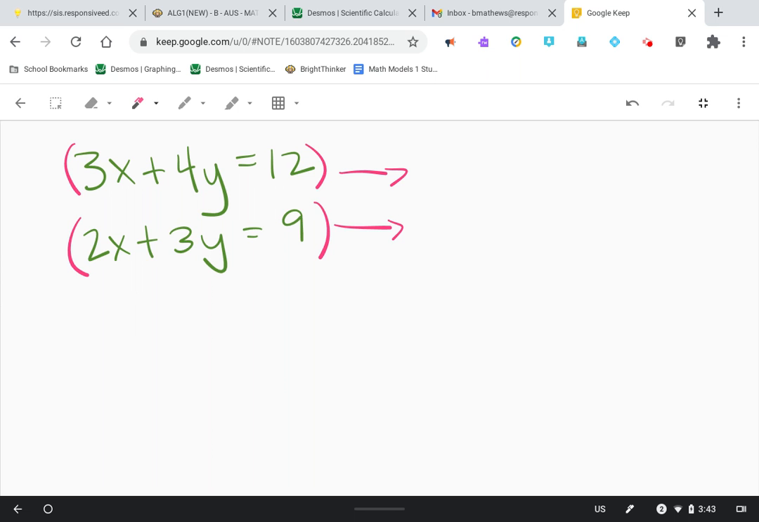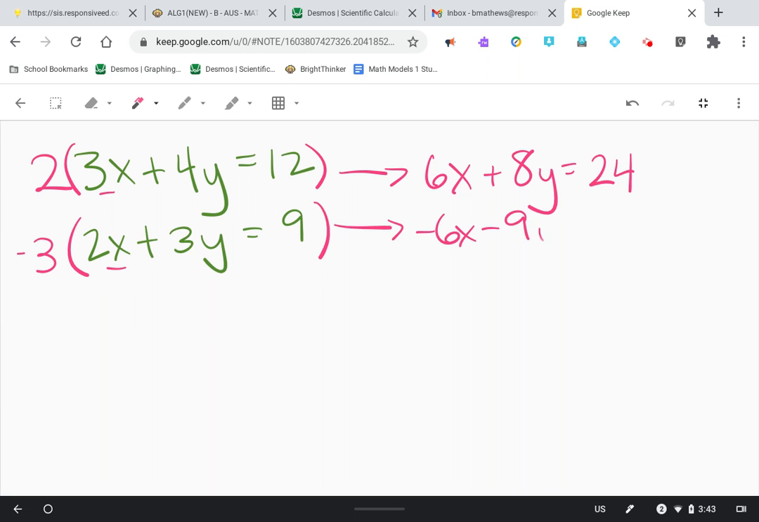So if I look at this 3x and this 2x, if I multiply the 3 by 2, and I multiply the 2 by -3, that will do the trick. You can always multiply so that you get a positive and negative version of the same number. So here we're going to get 6x plus 8y equals 24. And then negative 6x minus 9y equals negative 27.